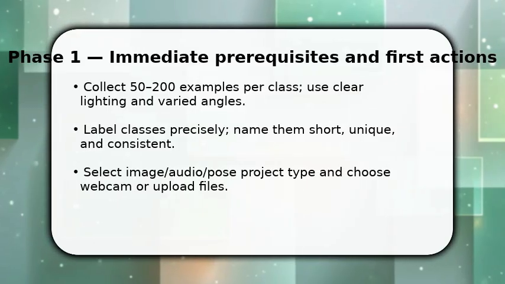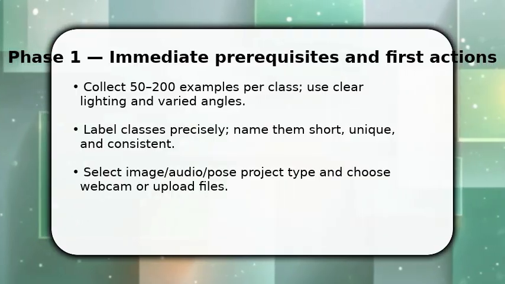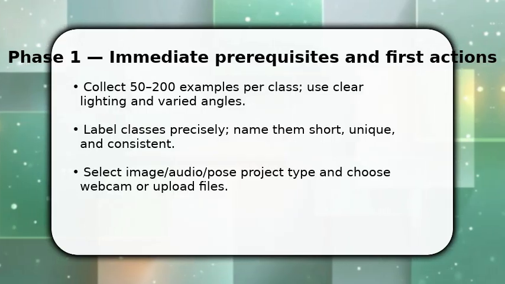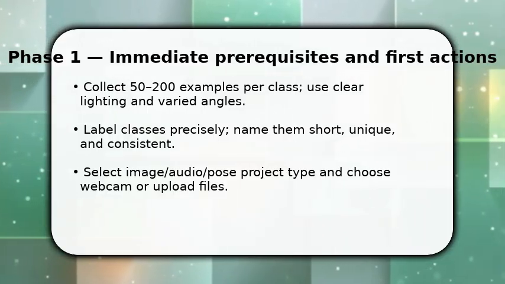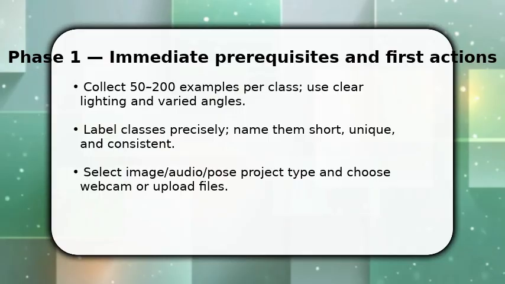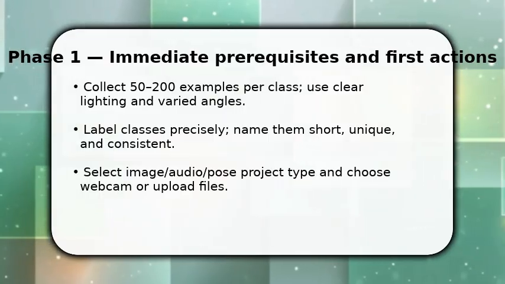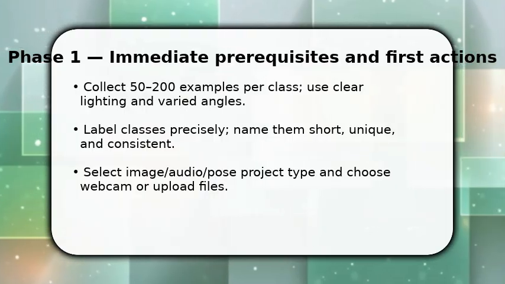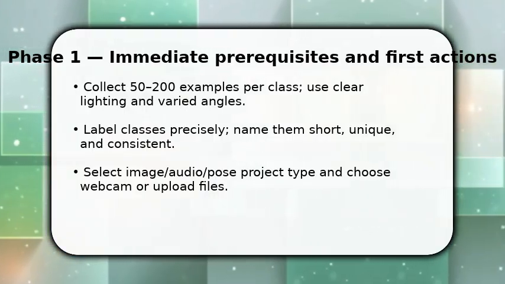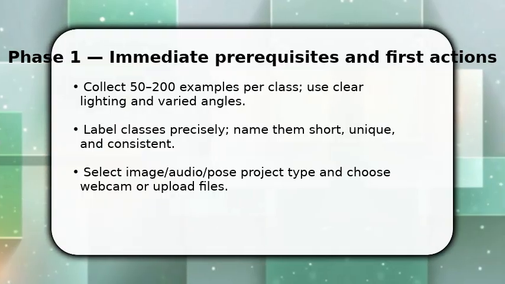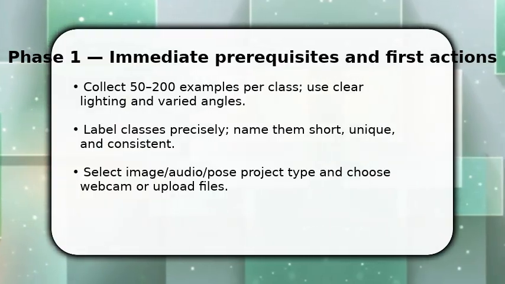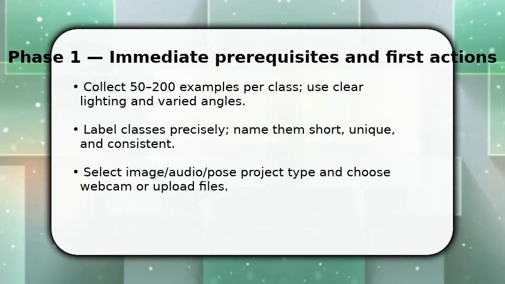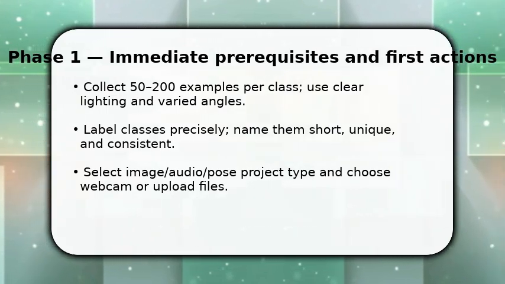You begin by gathering and organizing examples so the model learns real variation. Upload or capture 50 to 200 high-quality samples per class, and label each class with a short, unique name so training maps correctly. Once done, pick the project type, image, audio, or pose, and connect your input device, whether webcam or batch uploads. Make sure to remove duplicates and normalize backgrounds when possible. This reduces noise and speeds up convergence during the initial training step.